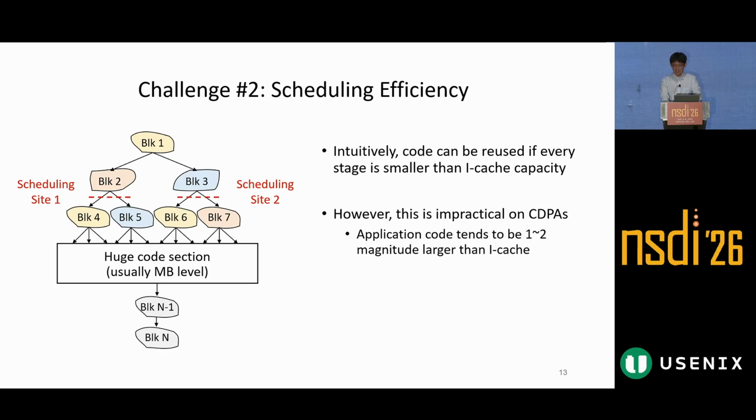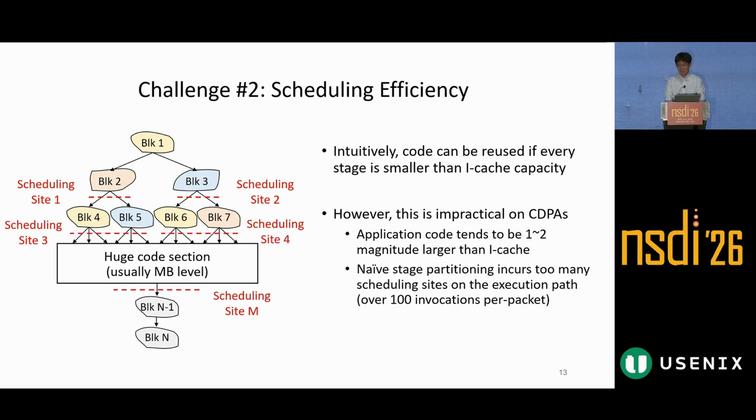However, such a naive method has a problem. Since the scheduling site involves execution context saving and restoring, decision making, etc., its overhead is non-trivial. This is particularly impractical when the CDPA code tends to be 1 or 2 magnitudes larger than the iCache capacity, in which case a single packet will hit the scheduling site a lot of times, sometimes over 100 times during its processing, and even negate the iCache benefits.